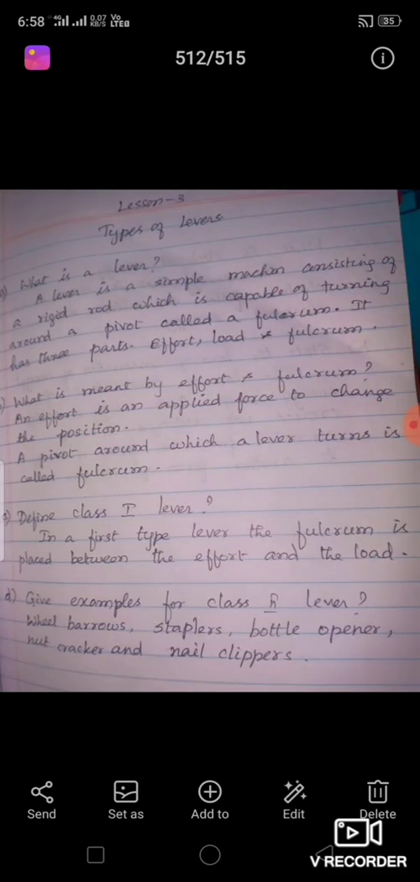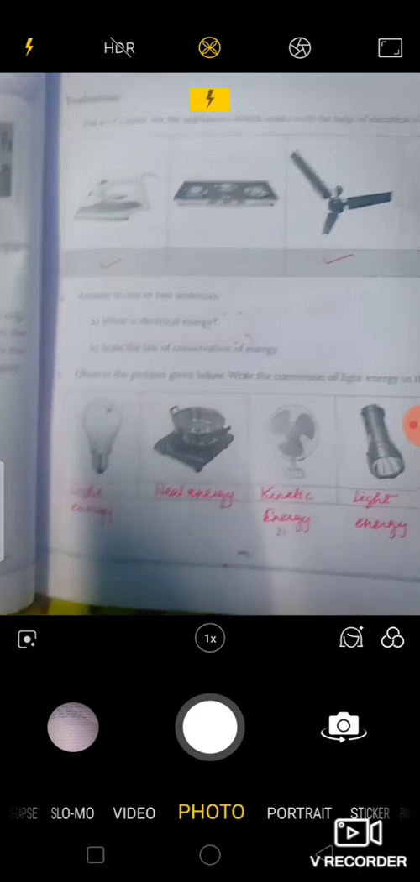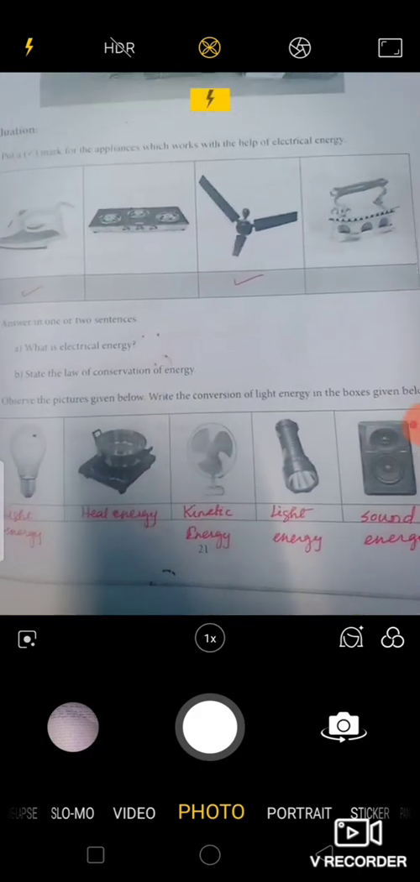So what is electrical energy? The energy that is stored in an electric field is called electrical energy. Second, state the law of conservation of energy. The law of conservation of energy says that energy is neither created nor destroyed. It is only converted from one form of energy to another form of energy. So these are all the answers for the two questions in unit 8. Okay, now we shall see the third question answer.